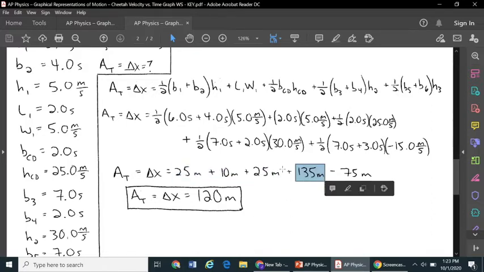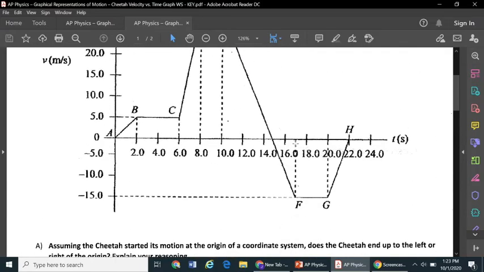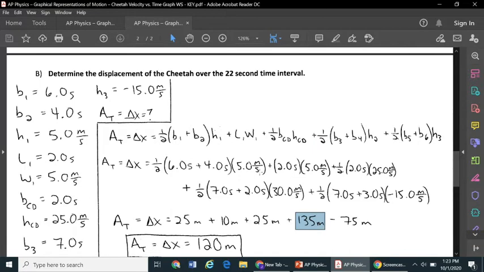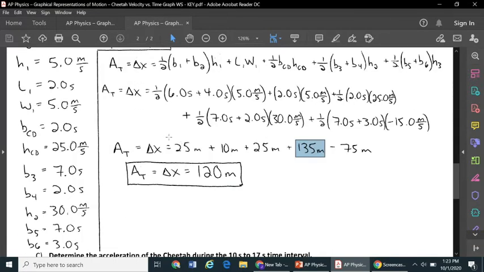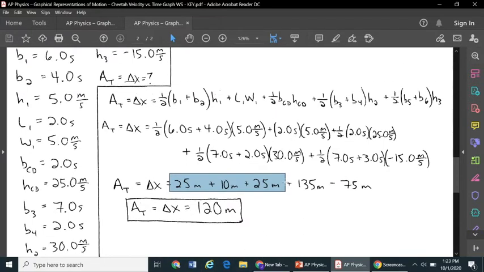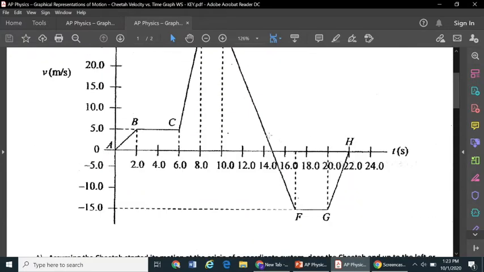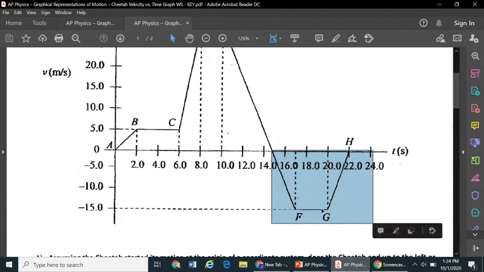And then by the time the cheetah stops for a brief instant at 15 seconds, the cheetah's traveled 135 plus 60, or 195 meters forward. And to wrap it up here, the last shape from 15 to 22 seconds is just a trapezoid, that trapezoid in the blue box here. And so we just have to find the area of that trapezoid.